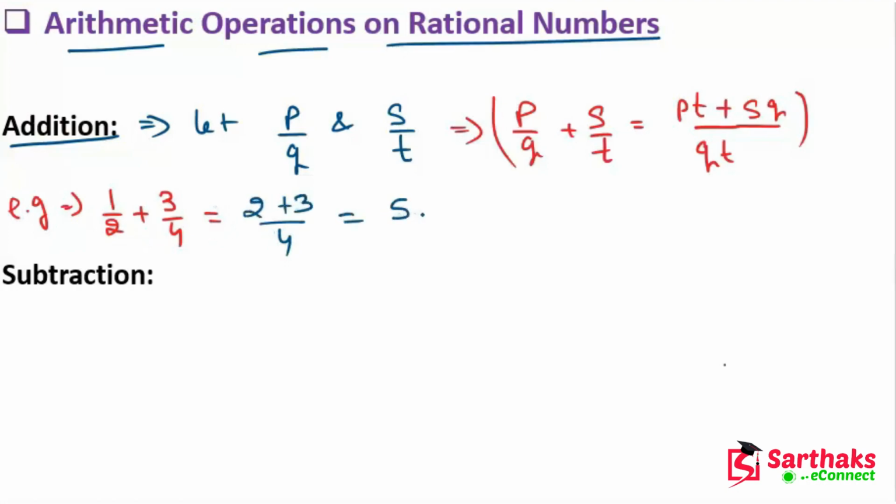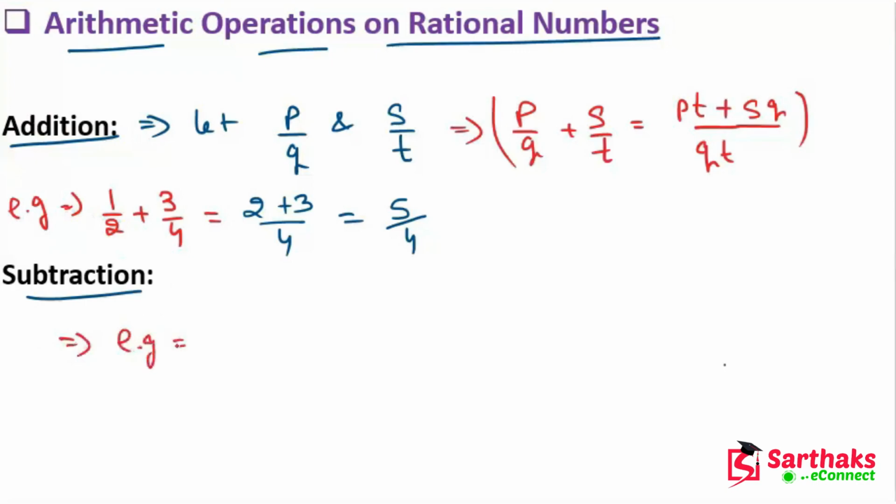So we get 5 upon 4. Okay, I hope you get this point. So this is the method of addition of the rational number. Now subtraction. So my dear friends, this is the same like this.